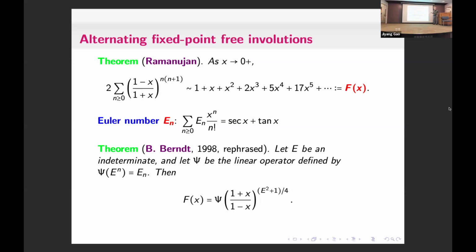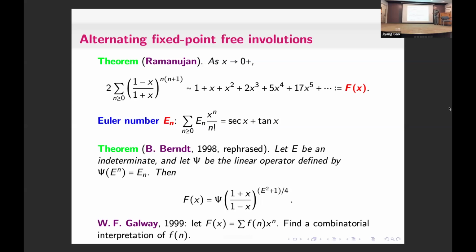The first day of the joint birthday conference, the 85th birthday conference for Bruce Berndt and George Andrews, which explained what this is. George Andrews is not here. But let's say capital E will be an indeterminate, a linear operator that takes e to the n to the Euler number E_n. It's going to be a linear operator on polynomials in the e's with coefficients power series in x. It gets rid of the e and just leaves you with a power series in x.